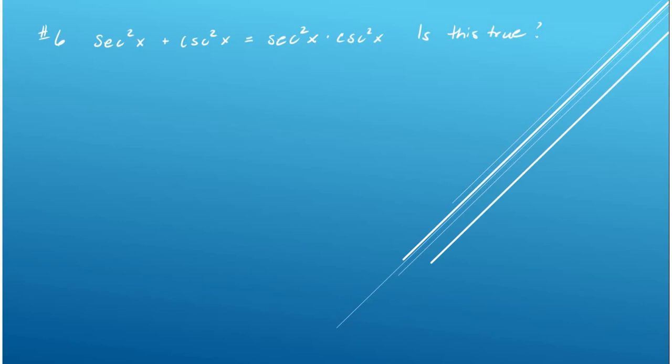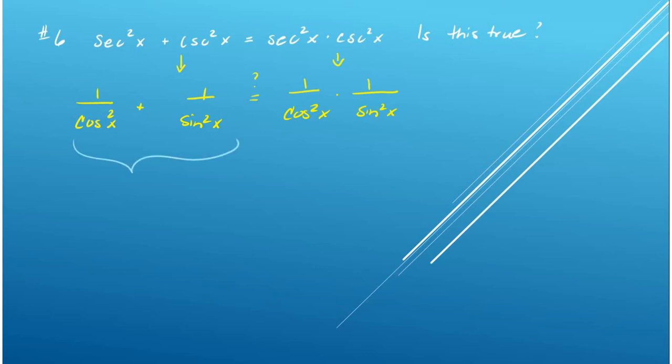So like the other ones we did in class, the first step is to change everything to cosines and sines, and I think I did this one in class, so maybe I need to clarify and do it much more slowly. The secant squared is really 1 over cosine squared. The cosecant squared is really 1 over sine squared. So I replaced all the secants and cosecants with sines and cosines.